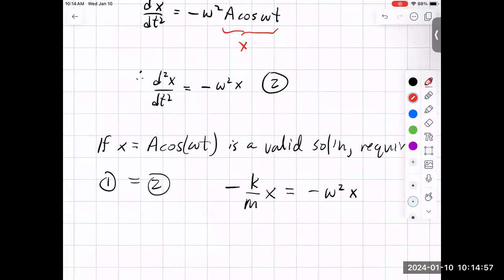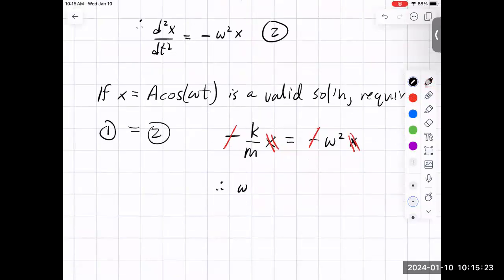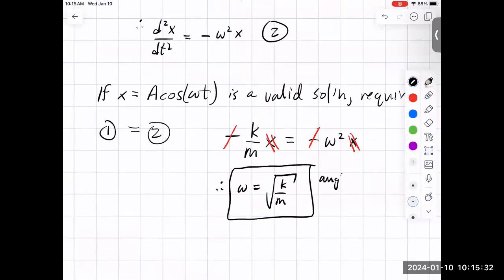So what we really figured out here is that this is going to be a solution, but there's going to be a restriction on the value of omega. And so we can figure out what that restriction is. If I look at this equation at the bottom here, they both have a minus sign, so I can cancel that. They both have an x, and so I can cancel that. And therefore, this omega is equal to the square root of k over m. And this is the angular frequency of a mass on a spring.